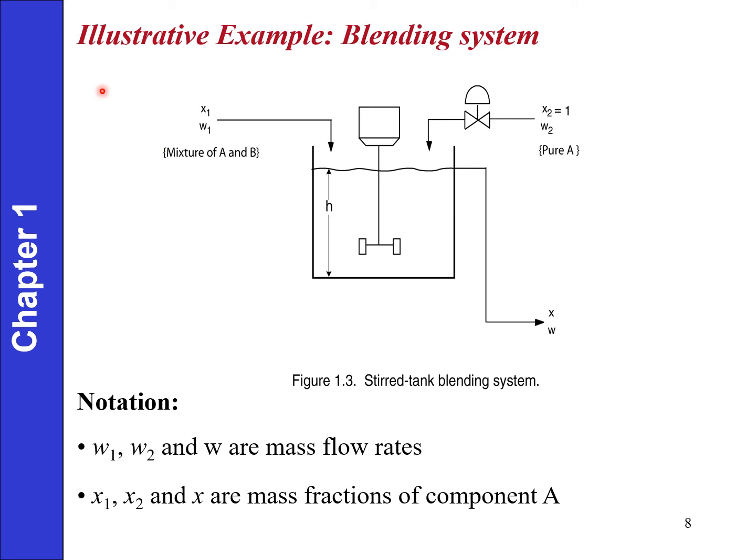We look at an example of a stirred blending system, where we have a mixture of A and B, and then we have pure A, and then this is the output, where W1, W2 and W are mass flow rates, whereas X1, X2 and X are mass fractions of component A. So this is the valve, and this is the impeller.